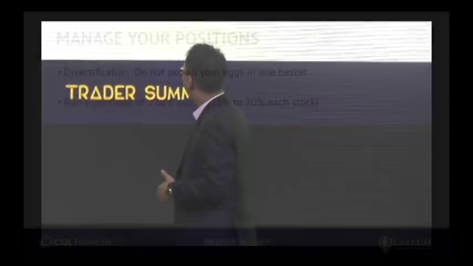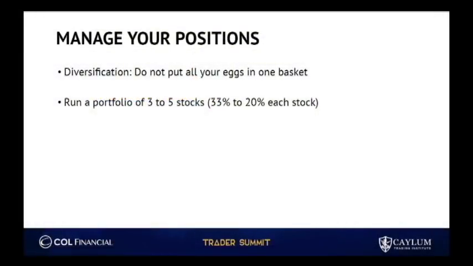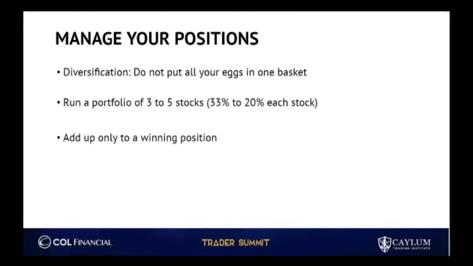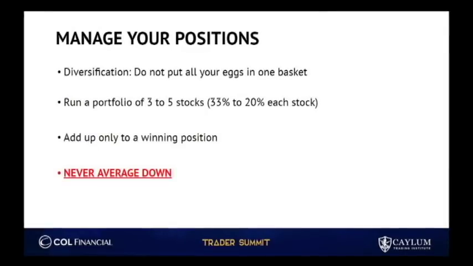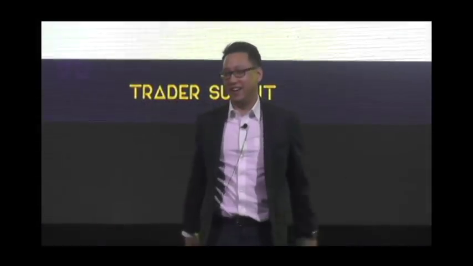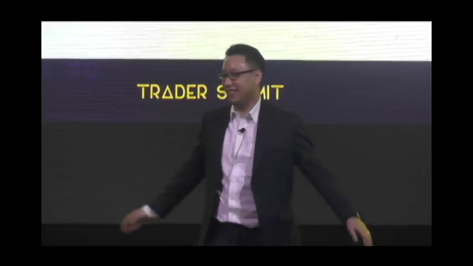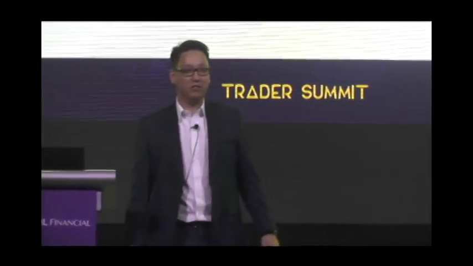So 3 to 5 stocks, 33% to 20% each. We recommend somewhere along these lines. Next. Add up only to a winning position. And of course, the opposite is don't average down. I'm going to talk about this extensively. How many here average down? Wow. Okay, many liars here. Why do you average down?